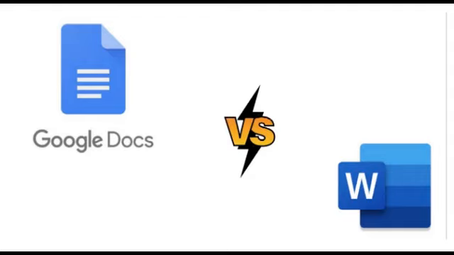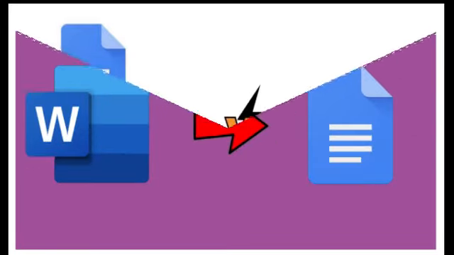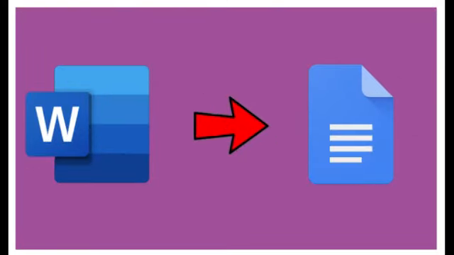Similarities between Google Docs and Microsoft Word. Let's talk about the similarities now. Basic features. Basic features like the ability to create, edit, and format text, add images and tables, and change the layout of your document are available in both Google Docs and Microsoft Word.